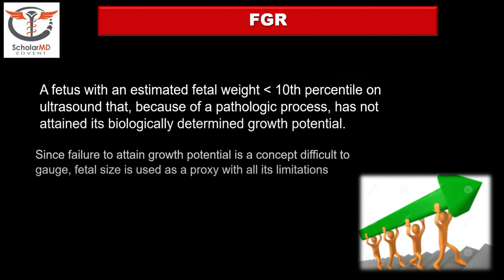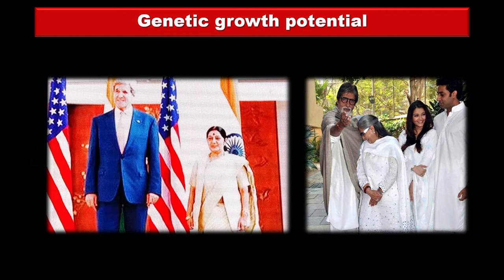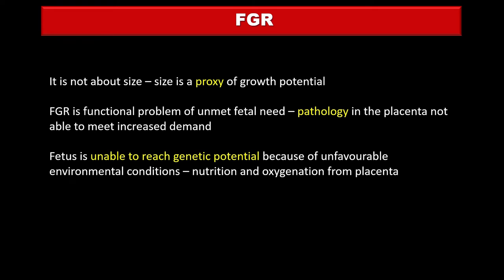So how do we define FGR? FGR is a fetus with an estimated fetal weight of less than 10th centile on ultrasound that, because of a pathologic process, has not attained its biologically determined growth potential. Now, since failure to attain growth potential is a concept difficult to gauge, fetal size is used as a proxy with all its limitations. And that is to say that genetic growth potential is different, and so is the size. So although size is different, both these individuals have attained their genetic growth potential. So it is not about the size. Size is a proxy of growth potential.